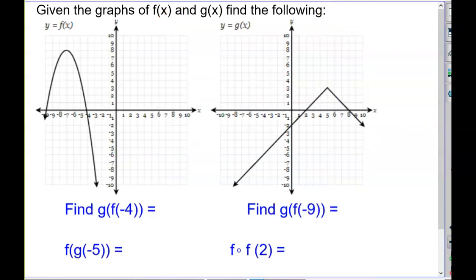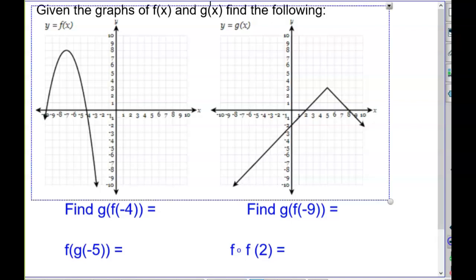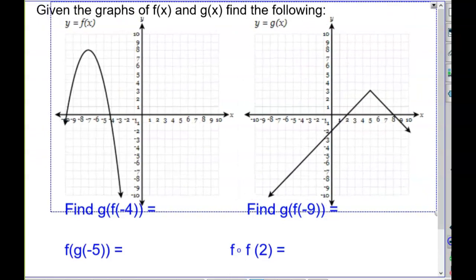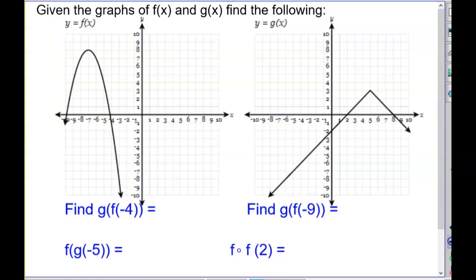I forgot about this. You don't have to write this either. There's a question on Delta Math tonight that looks like this. And what it gives you is 2 graphs. Here's the graph of f on the left. Here's the graph of g on the right. And they're going to ask you to find g of f of negative 4.